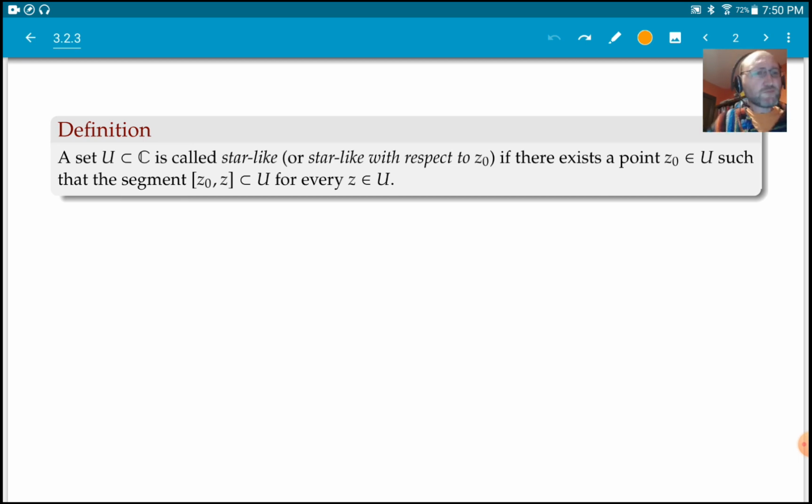So what is star-like? Talking about domains U, so open sets U, and we suppose that there's a point Z0 in U, and it's star-like with respect to this point Z0, or it's star-like if you don't specify the point, but there is some one point such that every segment from Z0 to Z is in U for any Z in U, right?